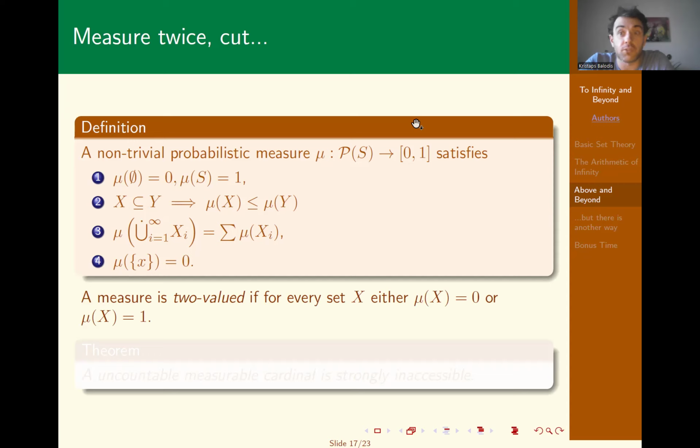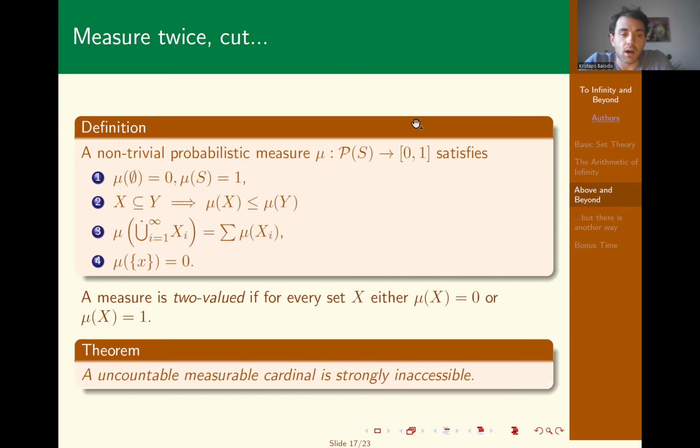Then we say even more precisely, a measure is two-valued if for every subset X of S, either it evaluates to 0 or it evaluates to 1. And then we get this, to me, surprising result that for an uncountable measurable cardinal, so this means if S is uncountable and you can find such a function on its power set, then S has to be inaccessible.